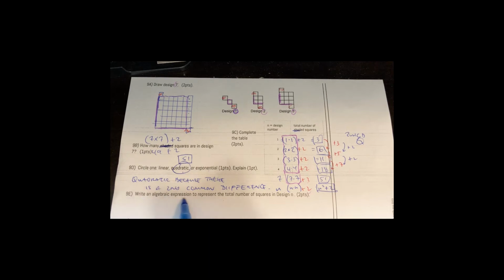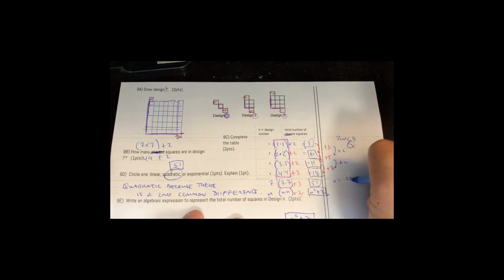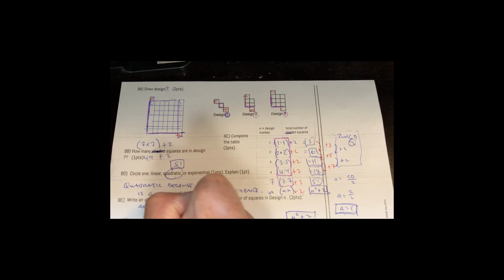Okay, write an algebraic expression to represent the total number of squares in design n. Okay, so the answer is already n squared plus 2, or x squared plus 2. How did we find that using your foldable? So we would say the a value is equal to your CD divided by 2. And then our CD here was 2, so 2 divided by 2 is 1. So the a value goes in ax squared plus bx plus c. This is the standard form of quadratics.